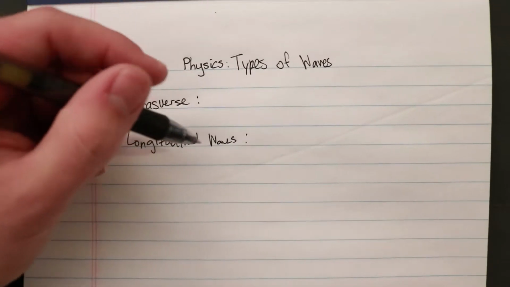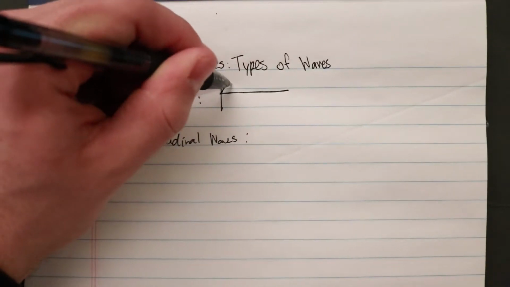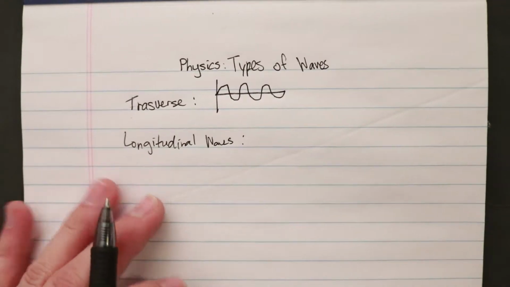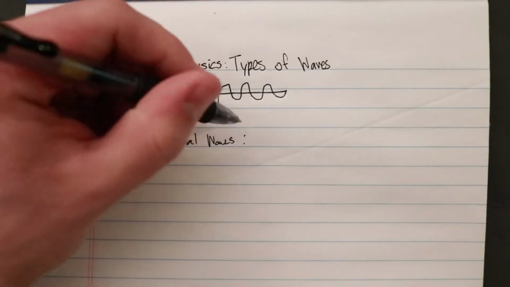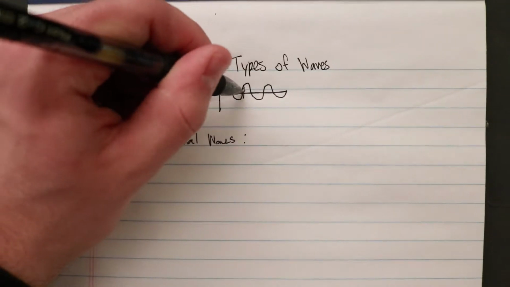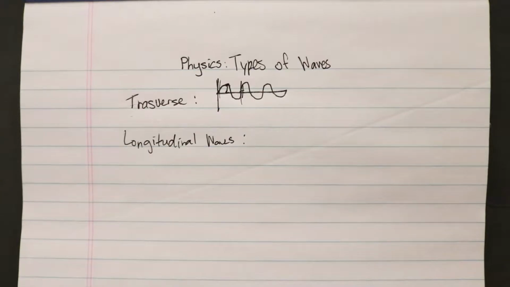Transverse are what we normally think of as waves. If we were to draw them on a graph, they are the standard-looking sine waves. You have every component of a wave that you are used to here: an amplitude, a period, a wavelength, and all that. So that's a transverse wave.